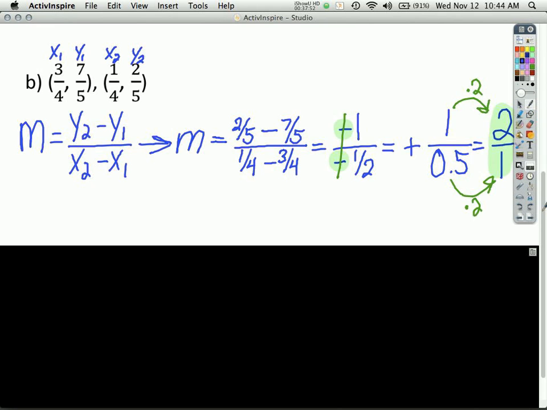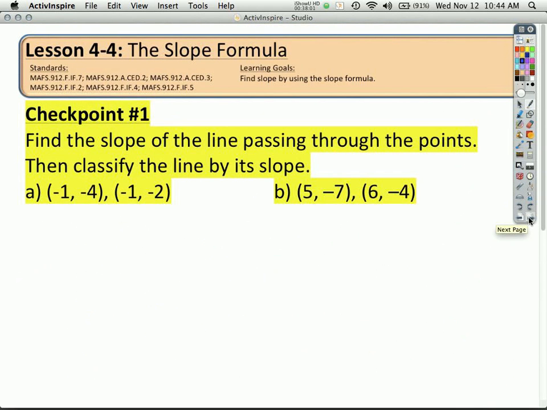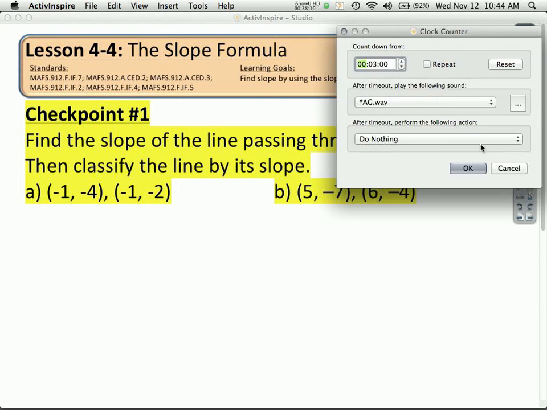So, any comments, questions on calculating slope? All right. Checkpoint number 1. Calculate the slope of these two and tell me whether it's positive, negative, 0, or undefined. You've got 2 to do. You've got 4 minutes. 2 minutes per.